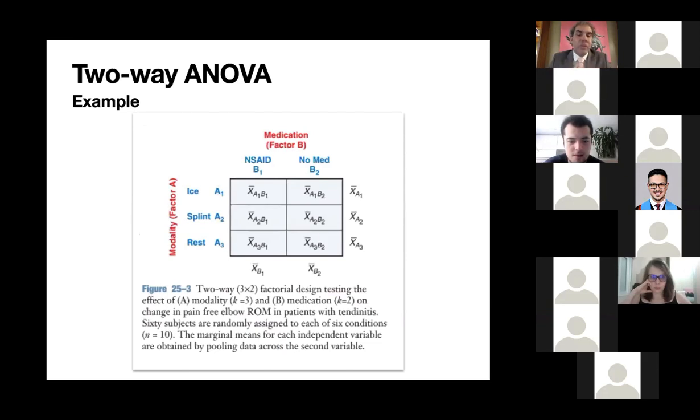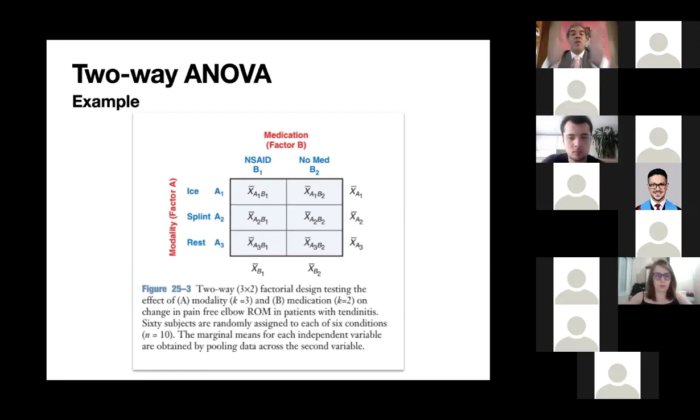For example, here there's a two-way factorial design, a 3x2, testing the effect of modality, for example, ice, splint, or rest, and medication, NSAID, and no medication, on change in pain-free elbow range of motion in patients with tendinitis. So I have patients with tendinitis, and I want to test the range of motion of these patients.